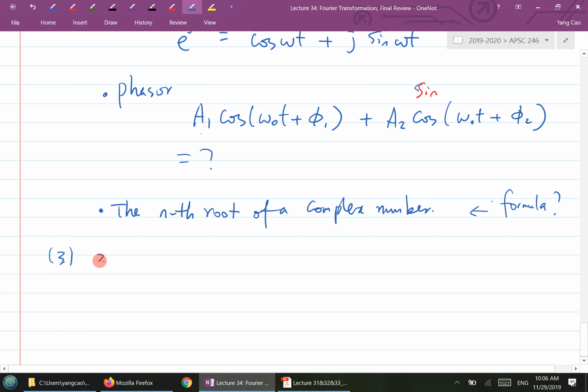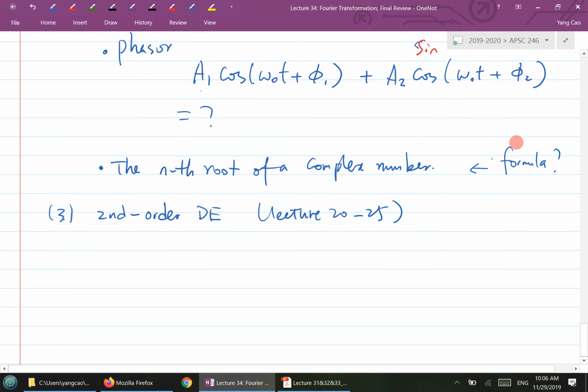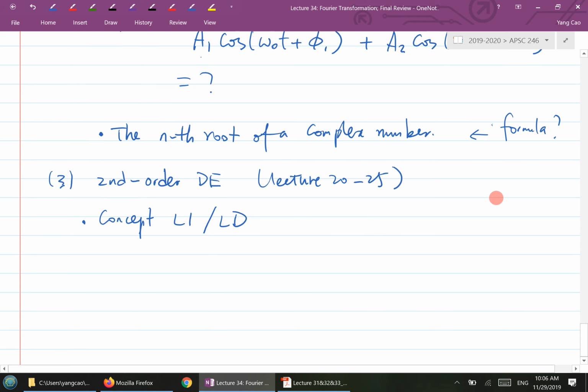Lecture 18, 19, and then followed with a big chunk of second-order differential equations. This covers pretty much lecture 20 to 25. For a second-order differential equation, in order to solve this, I need you to understand the concept of linear independence and linear dependence, so LI and LD. There are a couple of theorems as basically the guidance to find the general solution of a second-order ODE.